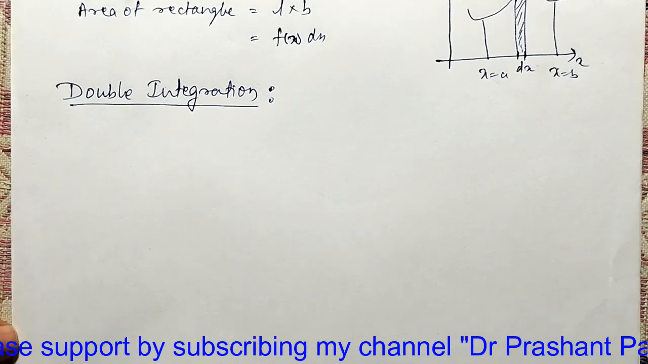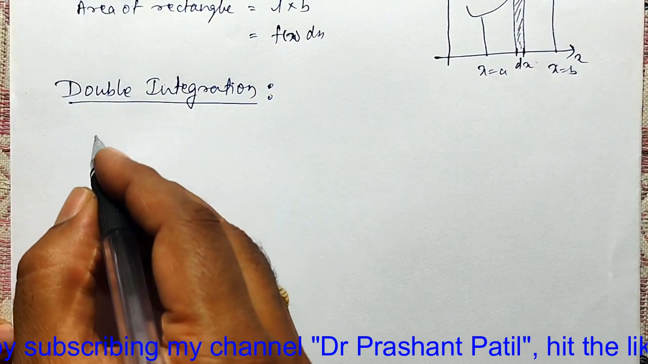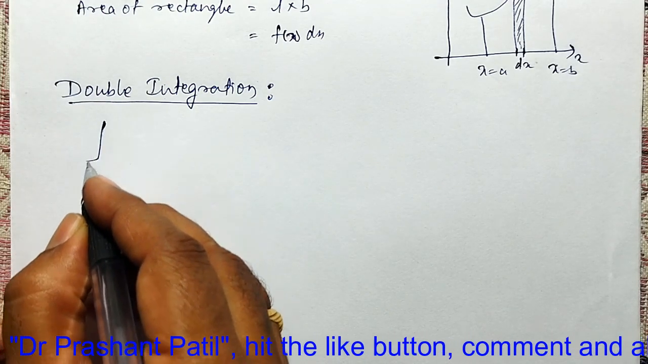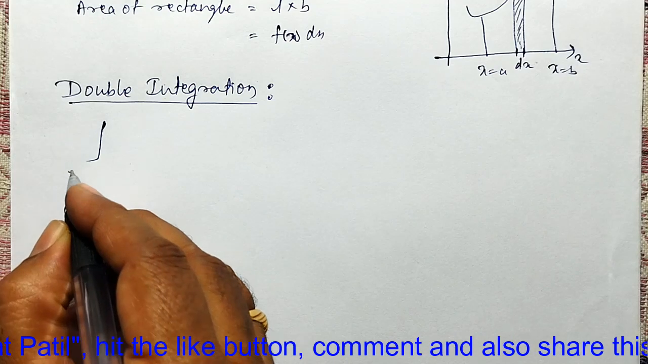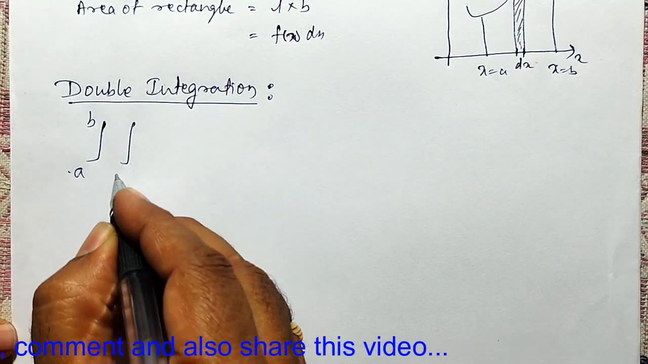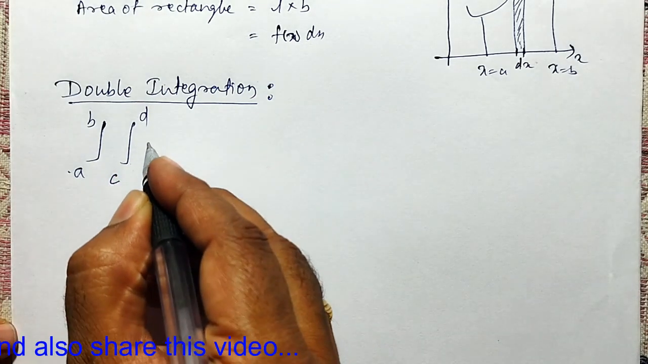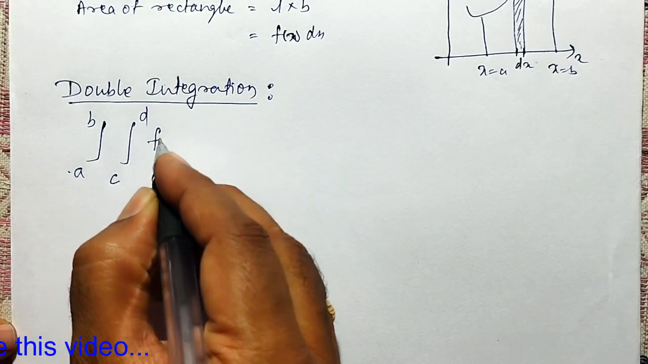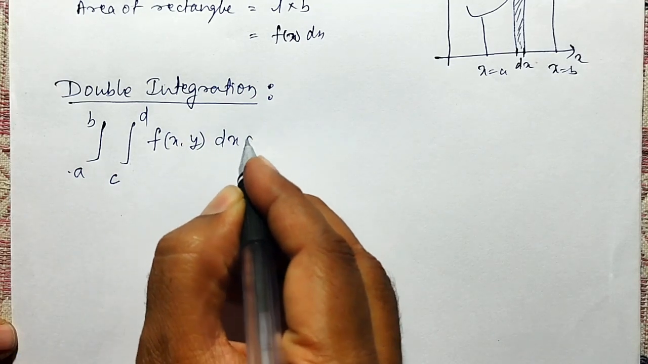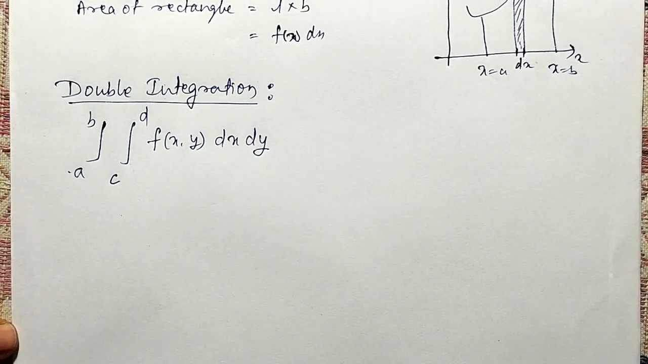Okay, how to denote it? It is denoted by double integration, one single integration, say for a to b, and another one I will take as c to d, and while integrating its function should be f of x comma y and dx dy. This is the notation for double integration.